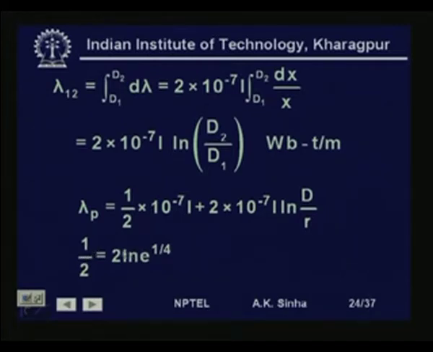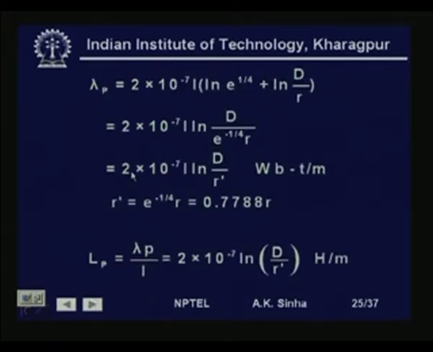Now, using half is equal to 2 ln e to the power 1 by 4, and substituting this, we get the flux linkage lambda P is equal to 2 into 10 to the power minus 7 I times ln e to the power 1 by 4 plus ln D by r, which can be written as 2 into 10 to the power minus 7 I ln D by e to the power minus 1 by 4 r.